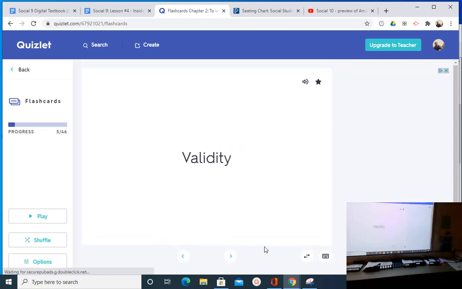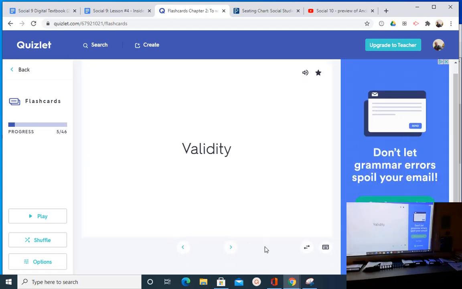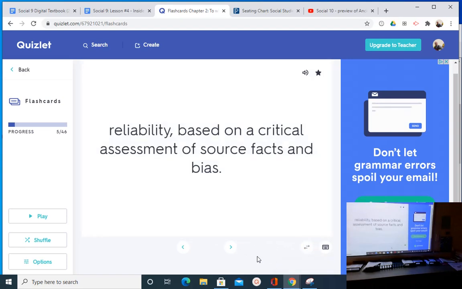Next word, validity. What does it mean if something has validity? Validity. So validity, what might that mean? Well, that's reliability. That's based on critical assessment of source, facts, and bias. So, what is the validity of the witness? What's the validity of the statement?